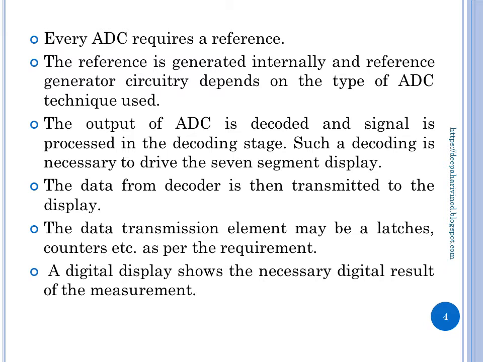The output of the ADC is decoded and the signal is processed in the decoding stage. Such decoding is necessary to drive the 7-segment display. The data from the decoder is then transmitted to the display. The data transmission element may be latches, counters, etc., as per the requirement. A digital display shows the necessary digit result of the measurement.